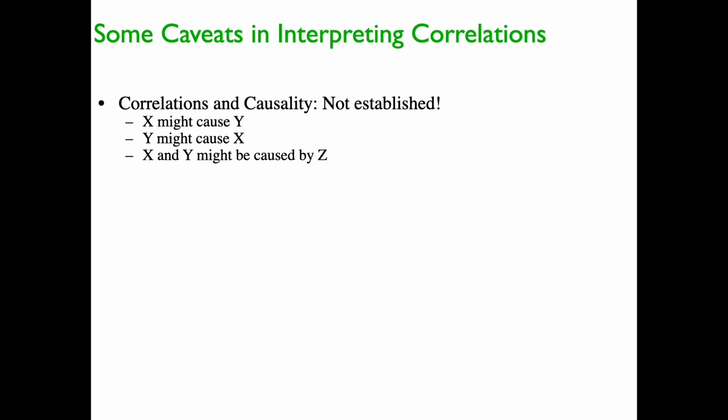There's another variable that we didn't measure, and it might be the cause of both X and Y's changes. Or it could be just some combination of all of these things. So no matter how strong the relationship looks between 2 variables, you always want to be careful about trying to infer the causal relationship between those variables.